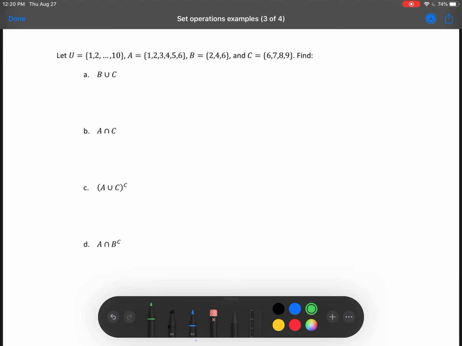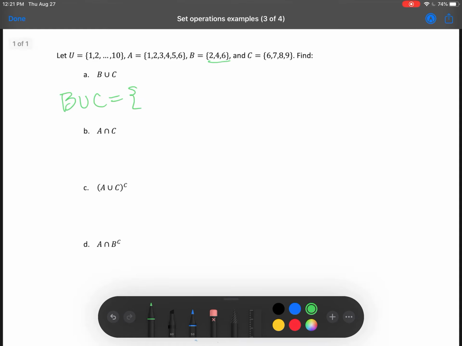So for A here, we want to find B union C. So recall that the union is the set of elements which are a part of, in this case, set B, or part of set C, or both. So when you think about the union, you can think of "or." The one thing that we have to be careful of here is that we don't repeat any elements.